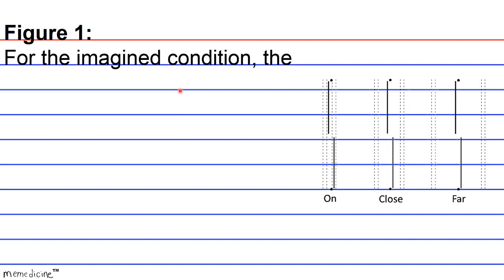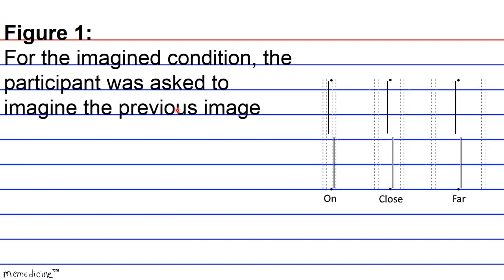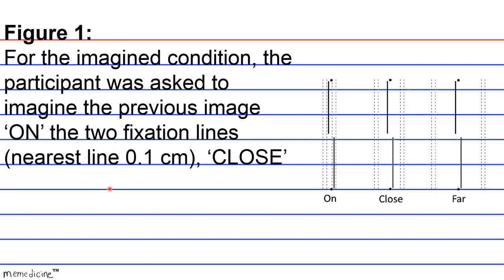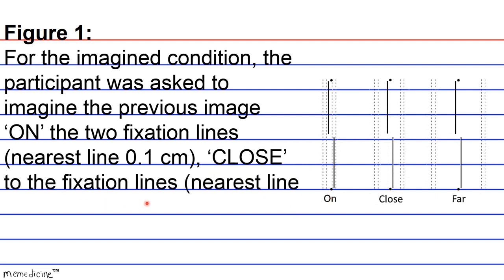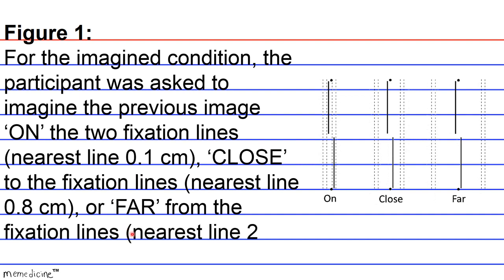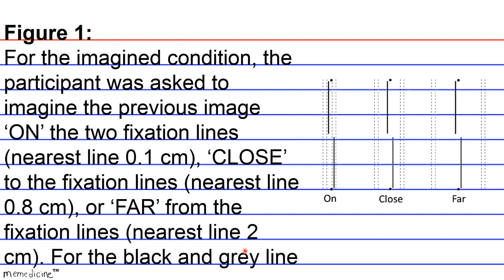For the imagined condition, the participant was asked to imagine the previous image on the two fixation lines. The nearest line was 0.1 centimeters, close to the fixation lines, with the nearest line being 0.8 centimeters, or far from the fixation lines, with the nearest line being 2 centimeters.